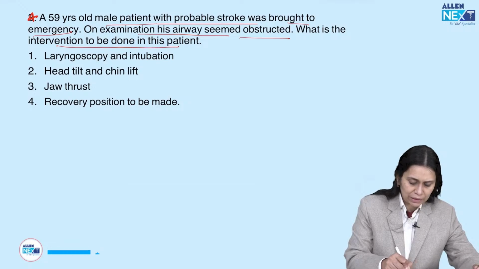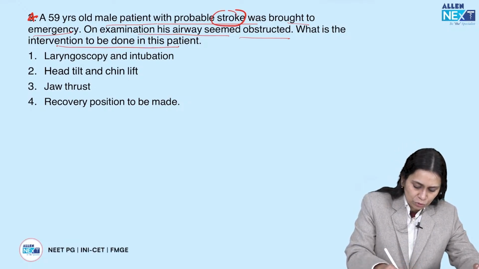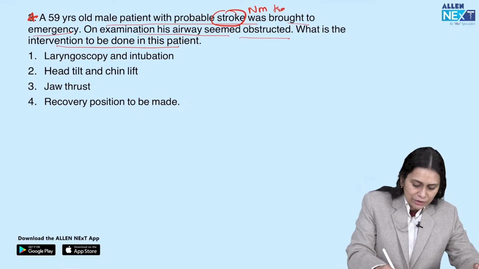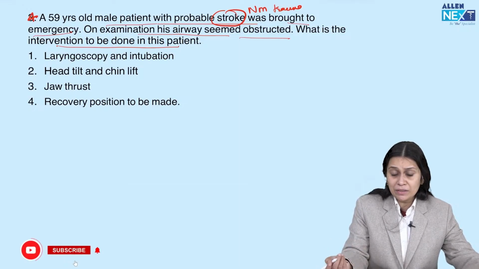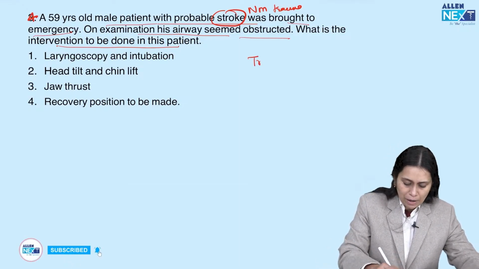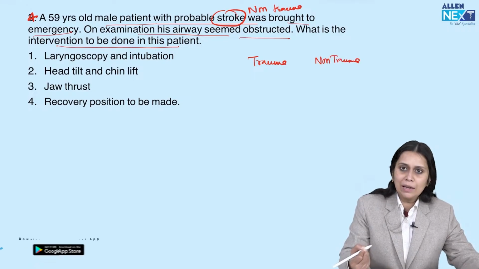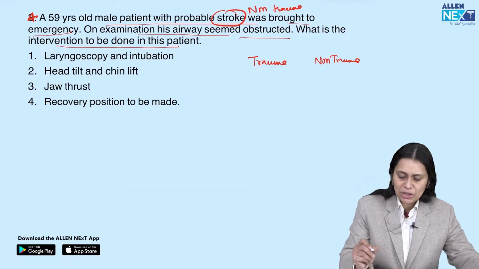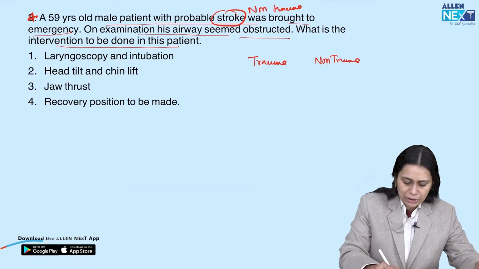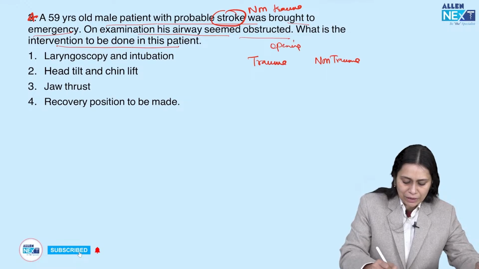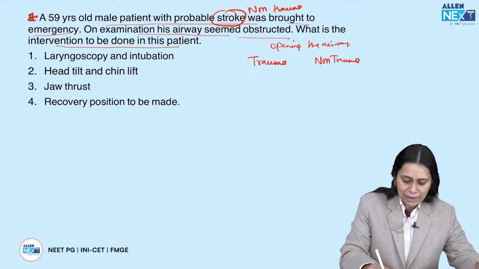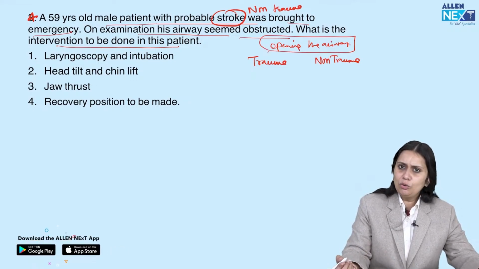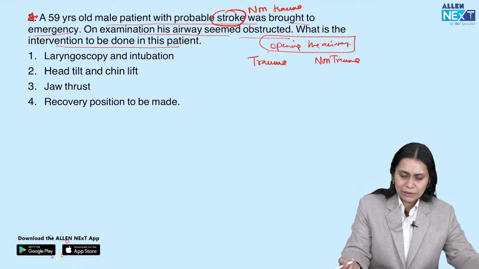What is the intervention to be done in this patient? It's a stroke patient, which means non-trauma. I simply divide the patients who come into the ICU or emergency into trauma patients and non-trauma patients when we plan for opening the obstructed airway. When we plan for opening the airway, we have to apply an airway opening maneuver. There are two maneuvers which open the airway, right?